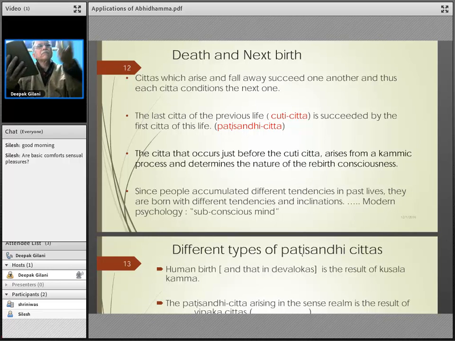It asks what will arise at the time of death. So what karma will arise at the time of death? That is what is meant by the karmic process.